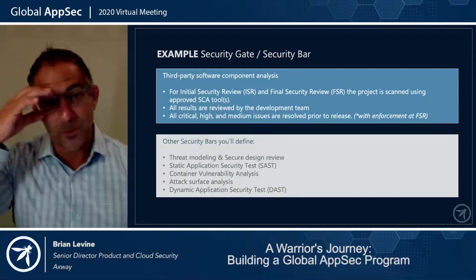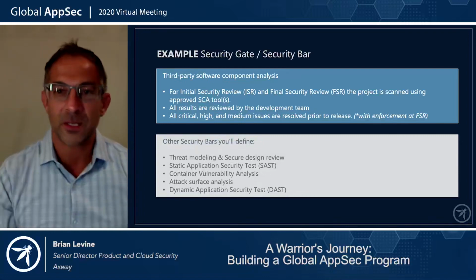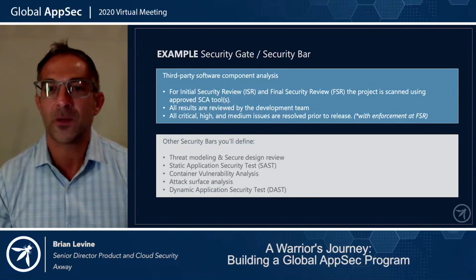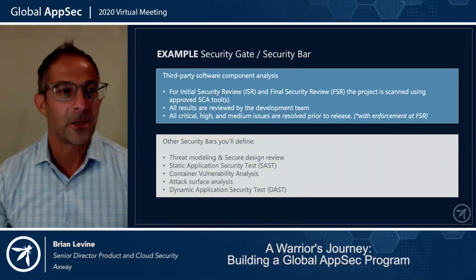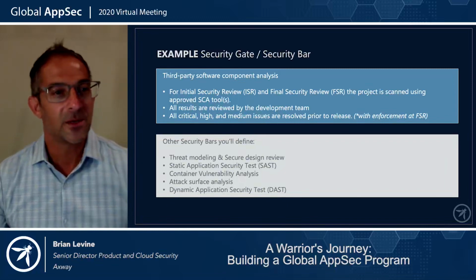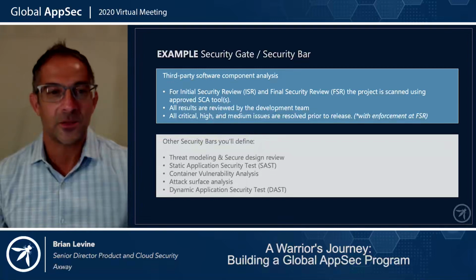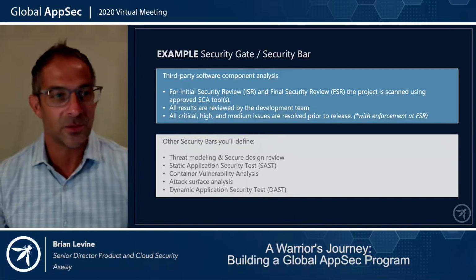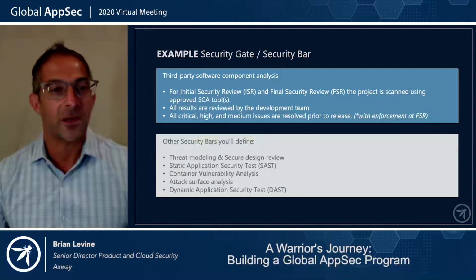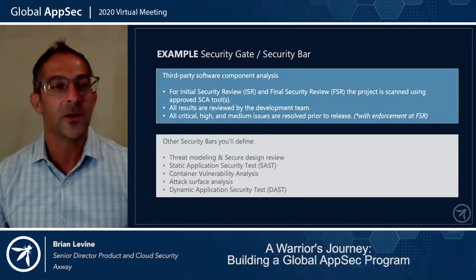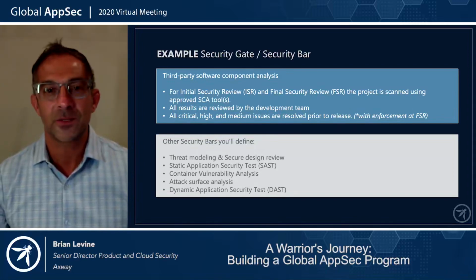For security gates and defining security bars and requirements, I'm going to give an example of what one security gate might look like for one control: software composition analysis. For ISR and FSR, the project is scanned using the approved SCA tools. All results are reviewed by the development team. And then, assuming we're doing enforcement now, all critical, high, and medium issues are resolved prior to the release.